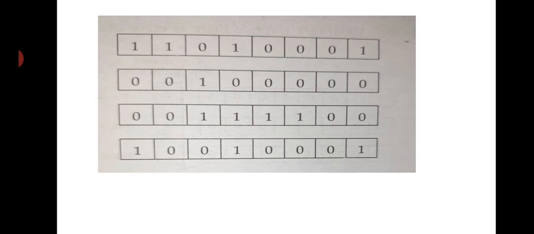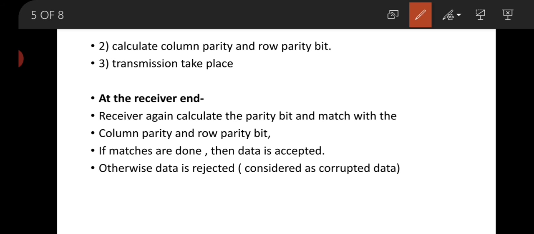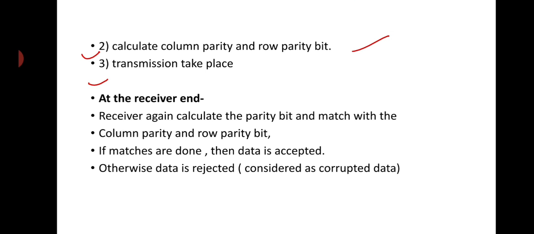Now see with the figure. This is our data. These four data units are arranged one below another, that means to form a table-like format. This is how we arrange the data. Now we are going to calculate. Second step is to calculate the column parity and row parity bits. Now third step is that transmission takes place. Now see how to calculate the column parity and row parity bits.